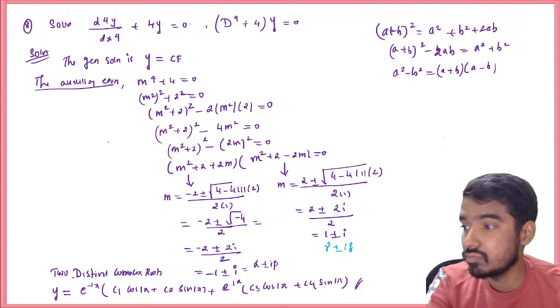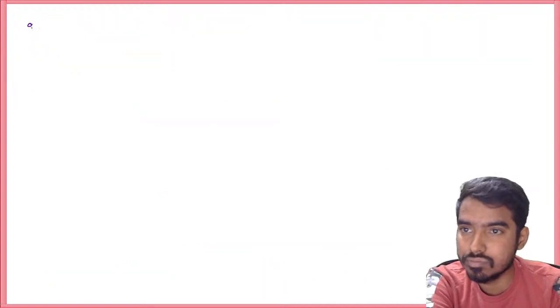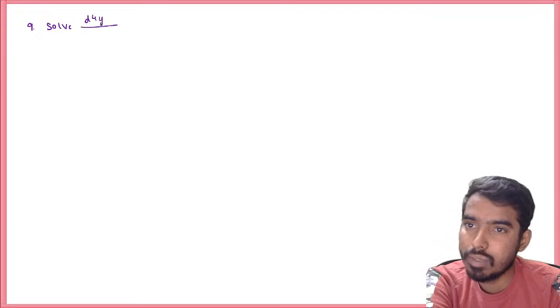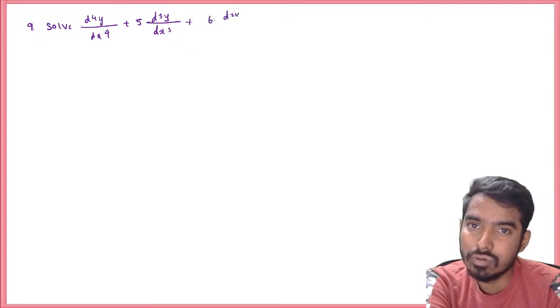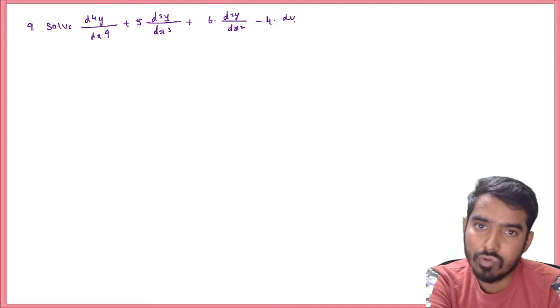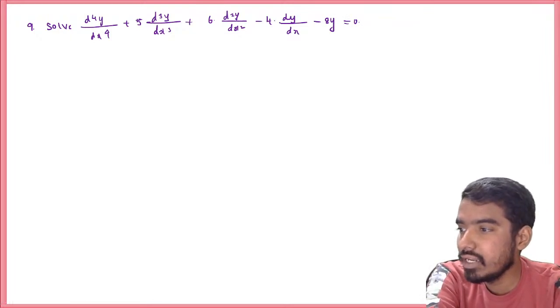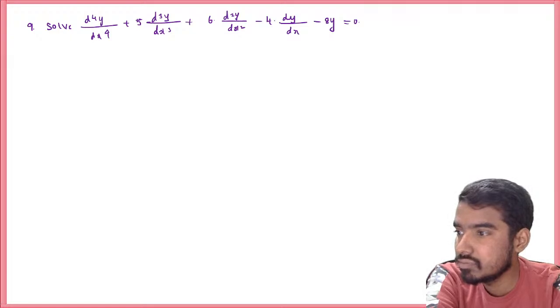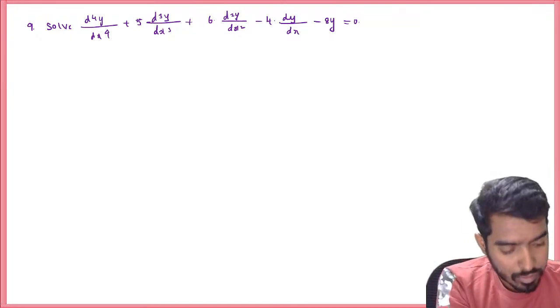The ninth problem: solve d power 4 y by dx power 4 plus 5 d cube y by dx cube plus 6 d square y by dx square minus 4 dy by dx minus 8y is equal to 0. So it is a fourth order linear differential equation with constant coefficients. Is it clear up to now? Very easy.